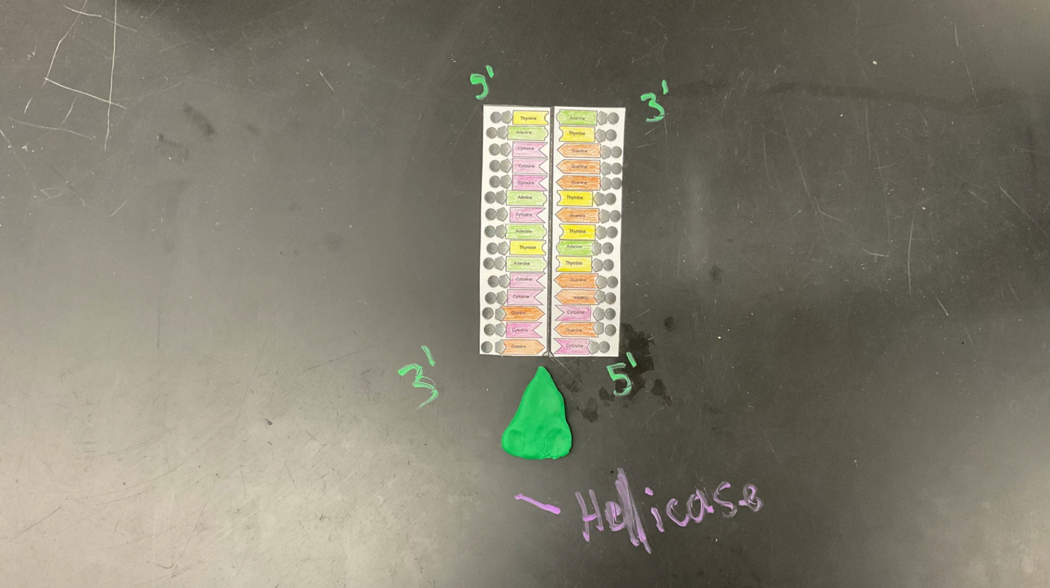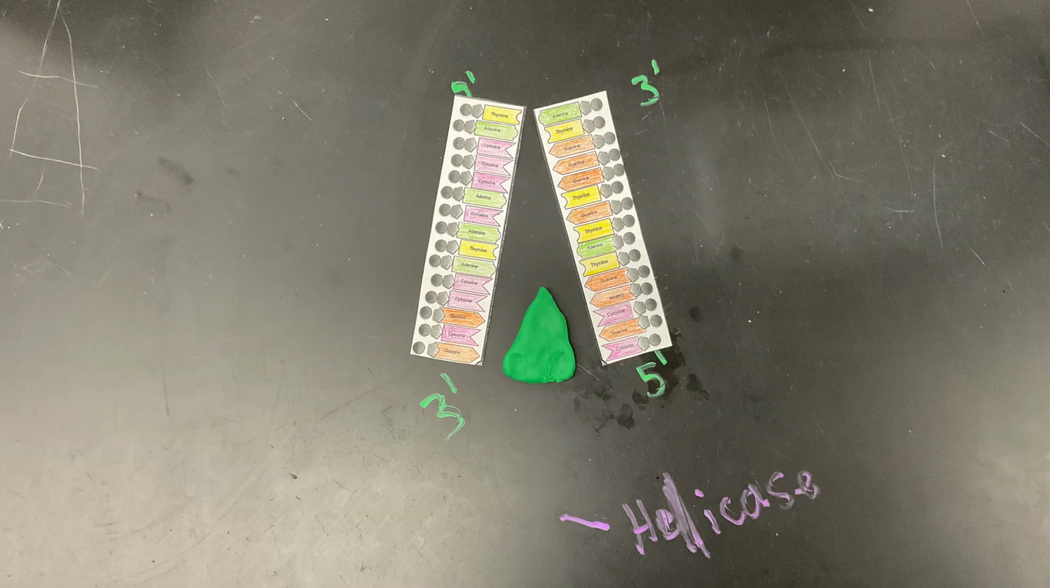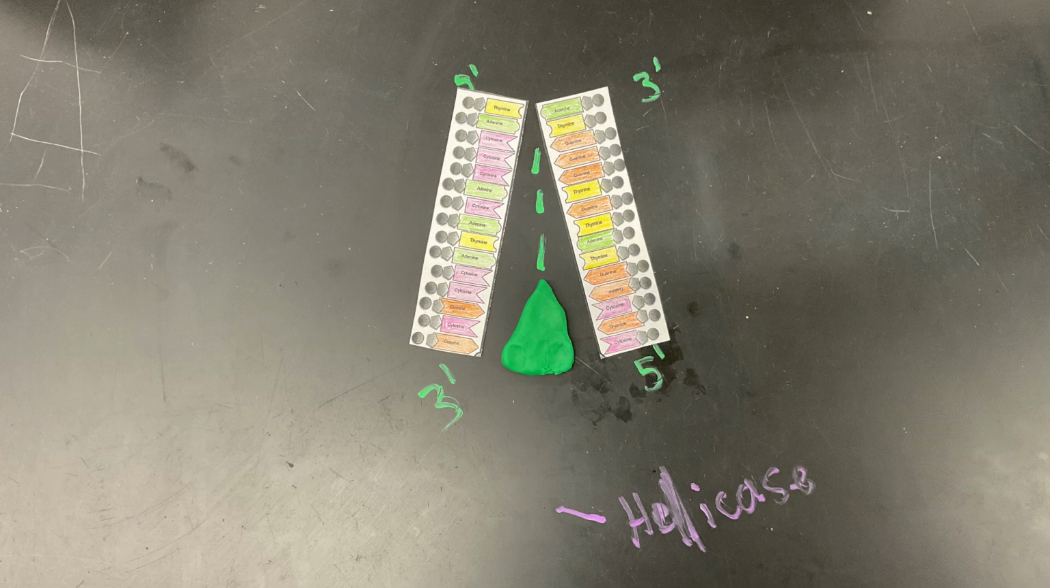Helicase unzips the DNA by breaking the hydrogen bonds between nitrogenous bases. Helicase breaks specifically the bonds of adenine, thymine, cytosine, and guanine, which forms a replication fork. As you can see, the two strands, lagging and leading, are fully separated and ready for the next step.